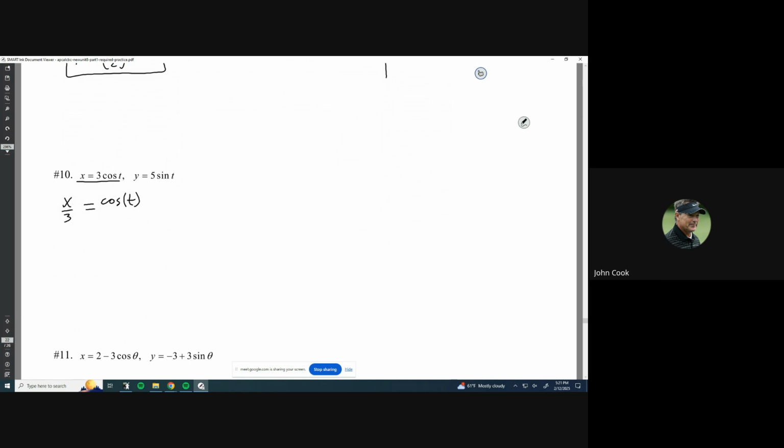So how do I undo cosine? I do cosine inverse. So cosine inverse of x over 3 is equal to t. Well, guess what? I just solved for t, and t is exactly that value. So I can solve for y in terms of x, right?